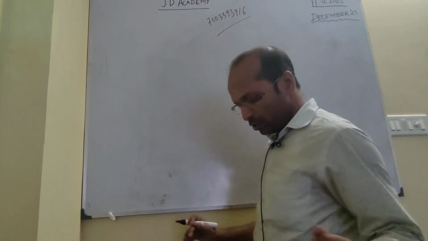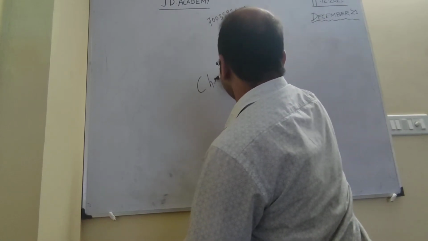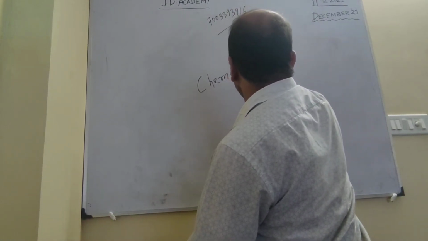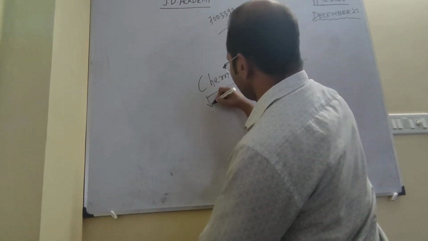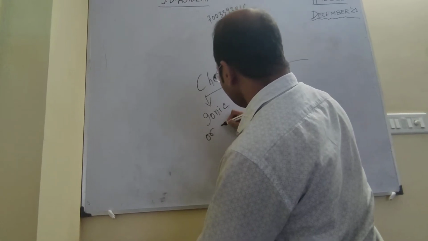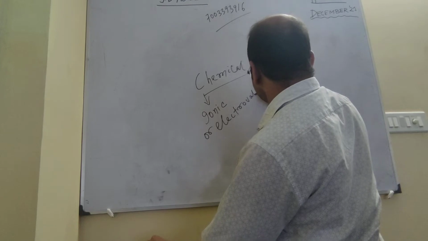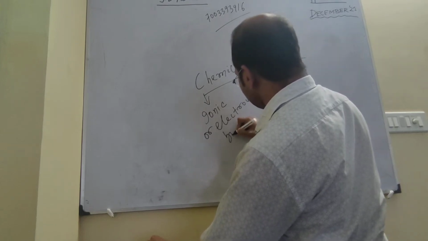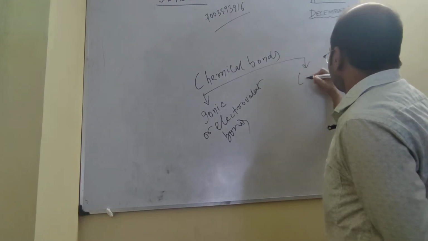First of all, let me tell you how many types of chemical bonds there are. Chemical bonds are of two types. The first one is ionic or electrovalent bond, and the other one is covalent bond.